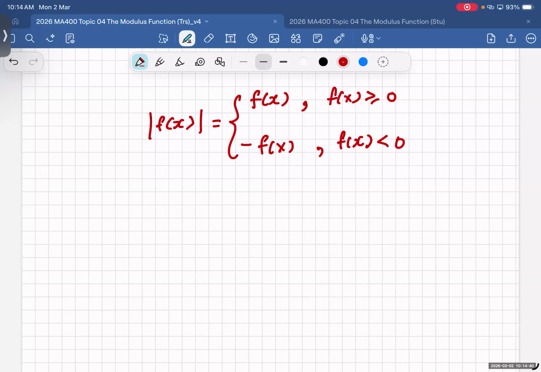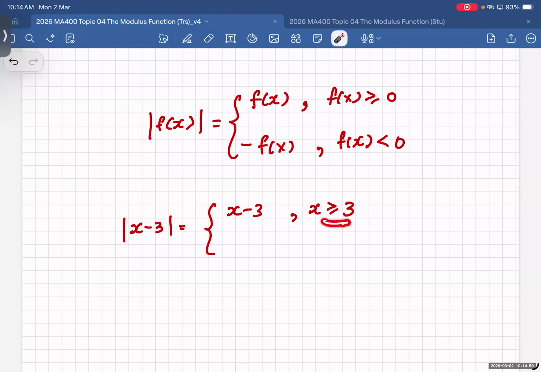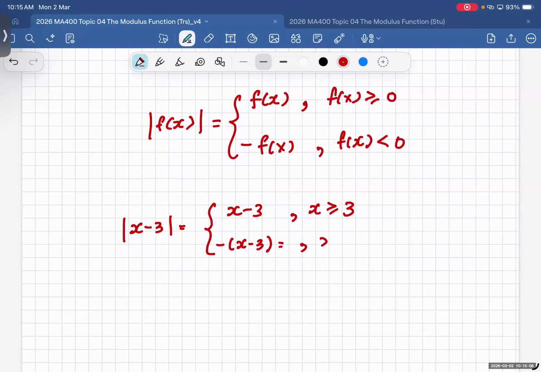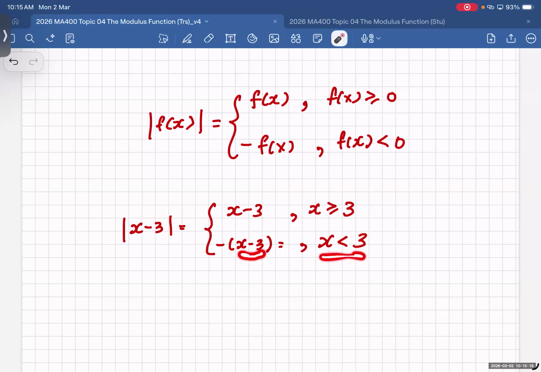So let me give you an example. Let's say I talk about the modulus of x minus 3. What could it be? It could either be x minus 3, provided x is more than or equal to 3. You all agree? Because if x is more than or equal to 3, it will be positive. Don't do your questions first. Hold on. Please wait for me. But it could be the negative of x minus 3 if x is less than 3. Is that okay for you? Because if this is negative, then negative, negative will give me a positive function.